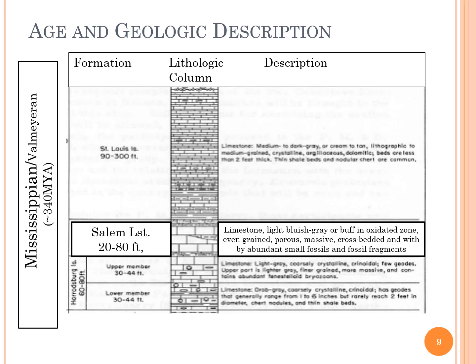It's bluish gray to buff, cream colored throughout most of it. It's fairly evenly grained, porous, massive in the sense it doesn't contain a lot of layers. There's a little bit of cross-bedding in it, but it's fairly subtle. And there's also abundant small fossils and fossil fragments, which we saw in those thin sections just a minute ago.